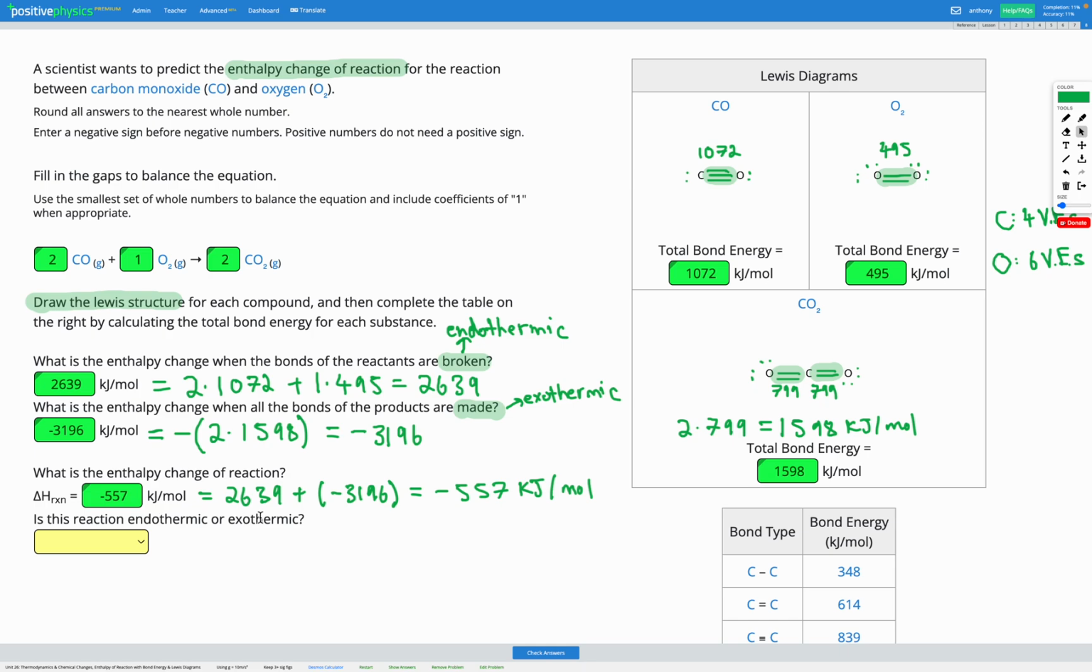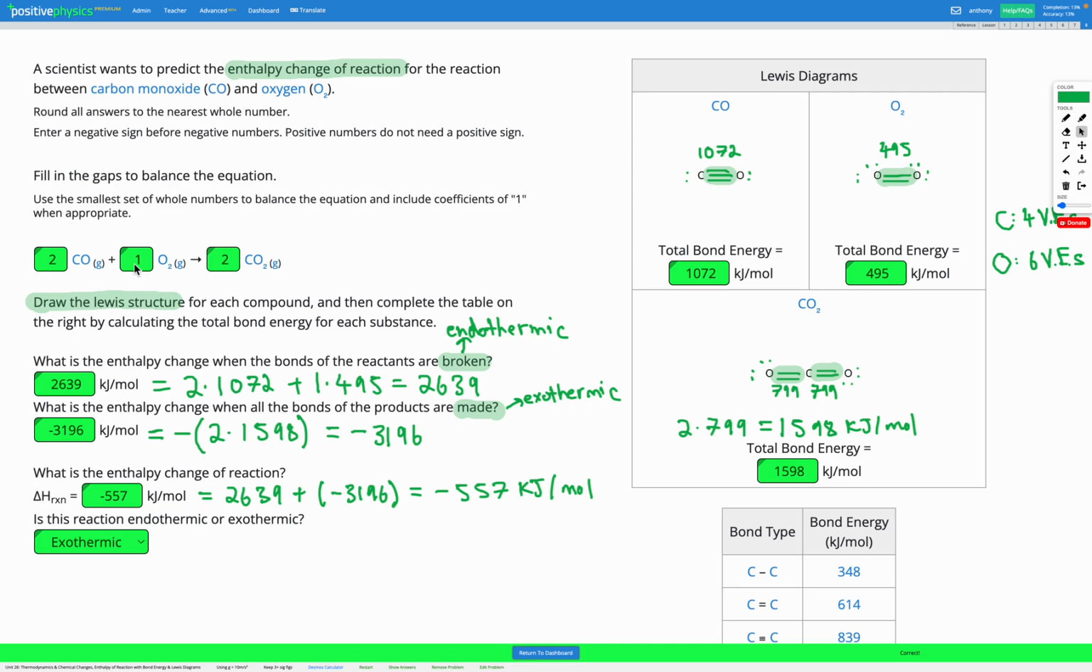Lastly, is this endothermic or exothermic? Since we have a negative sign, we're releasing energy. Overall, this is an exothermic reaction. That means that the energy needed to make the bonds in the products is greater than the energy that was needed to break the bonds in the reactants.